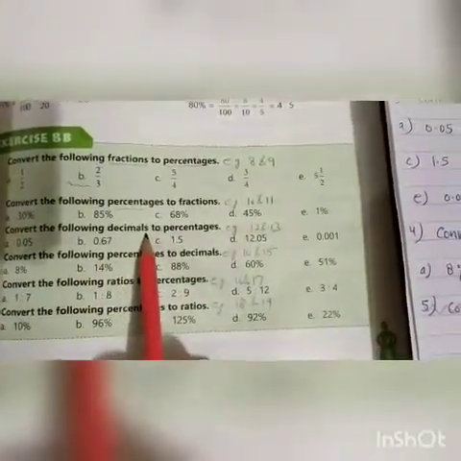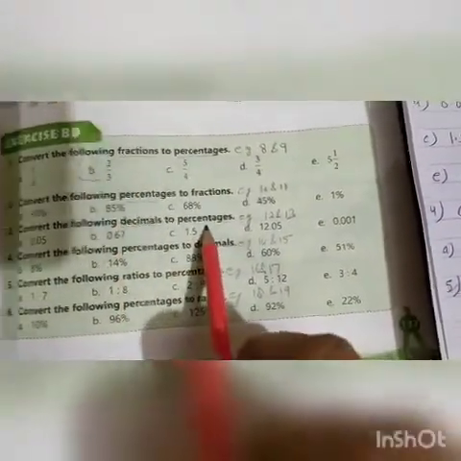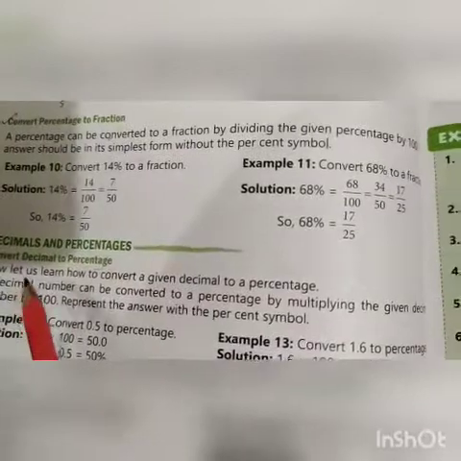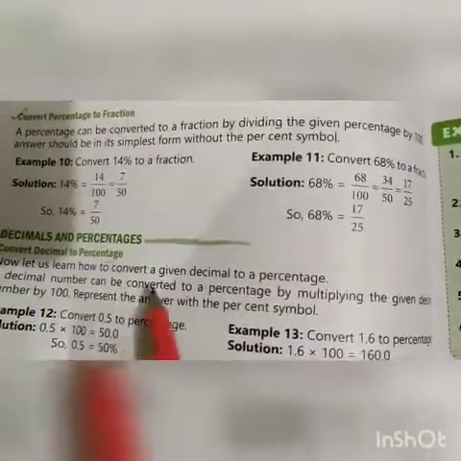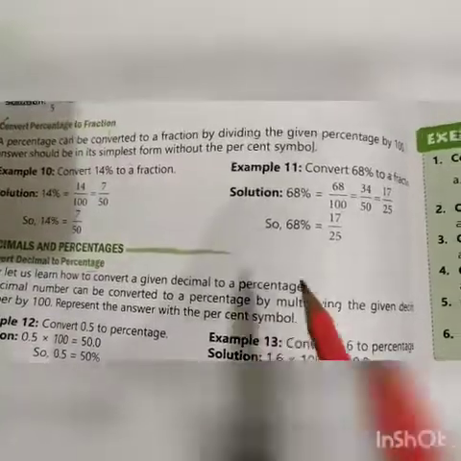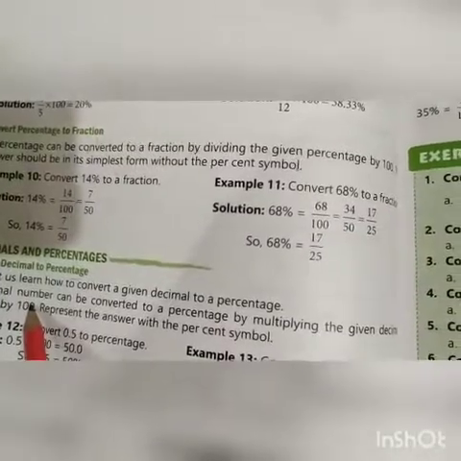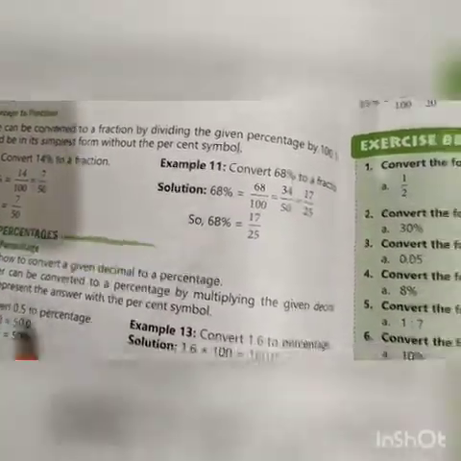Now come to question number 3. Convert the following decimals to percentages. Now we have to convert decimals to percentages. See here, conversion of decimal to percentage. A decimal number can be converted to a percentage by multiplying the given decimal number by 100. Here again we have to convert the given decimal numbers to percentages. When we convert any number to percentage, we multiply it by 100.